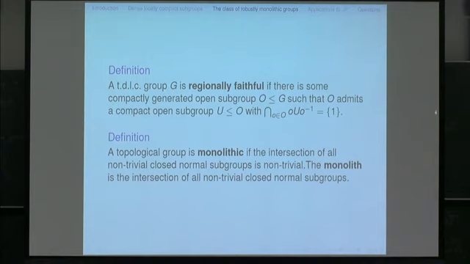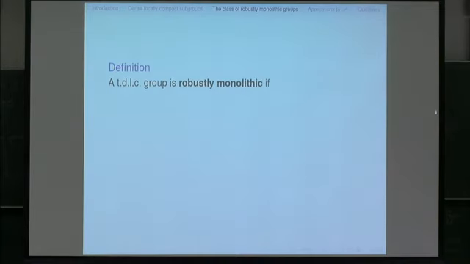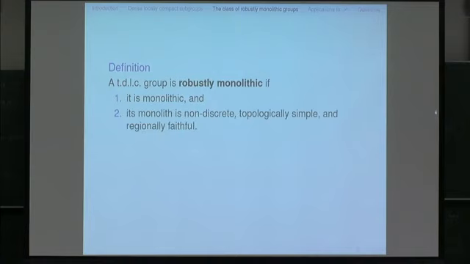So our class is the following. A t.d.l.c. group is robustly monolithic if it's one, monolithic. So you intersect all non-trivial closed normal subgroups, you get something non-trivial. And the monolith is non-discrete, topologically simple, and regionally faithful. So what you should think about here is that this monolith somehow looks a lot like groups in our class S that we like, although you had to replace compactly generated with regionally faithful. And so this is somehow an approximation of the group in S. And you have to kind of allow for noise on top, which is the fact that you're only looking at the monolith.